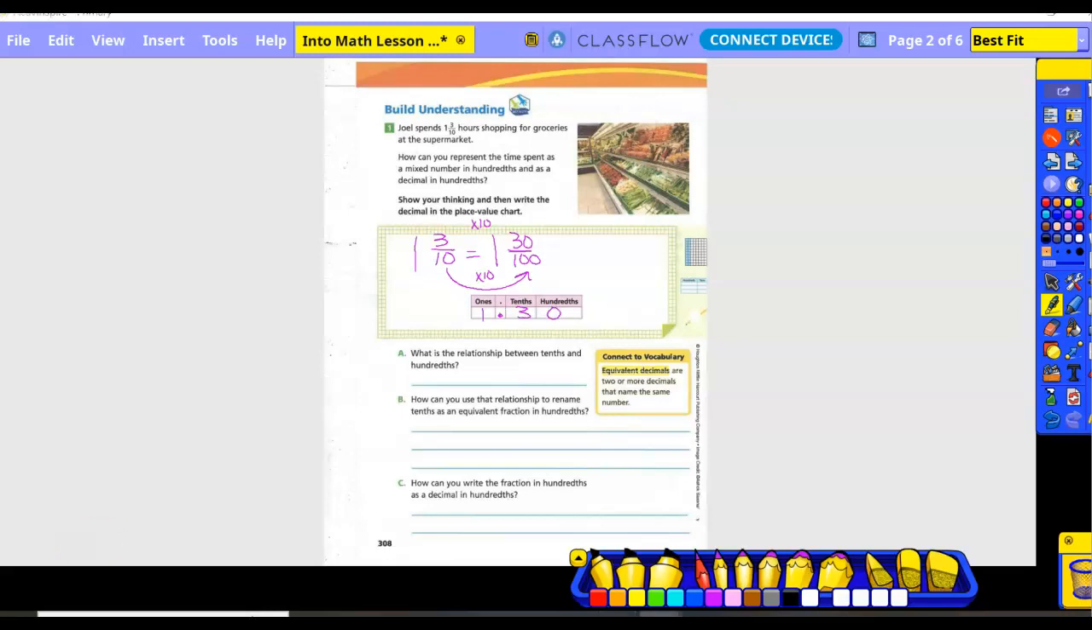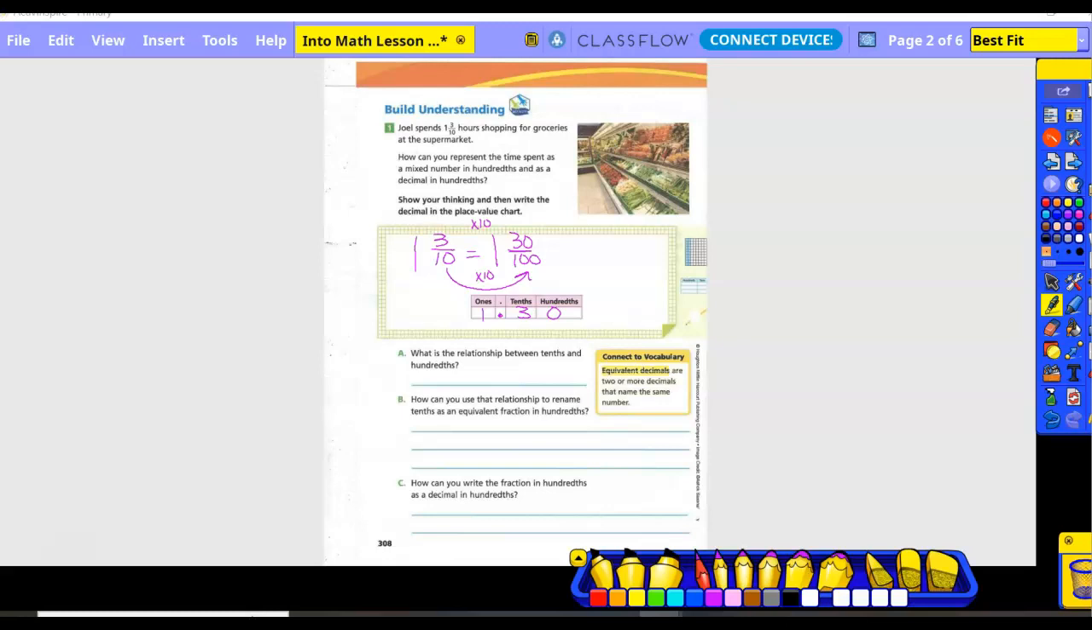Okay, so connect to vocabulary real quick. It says equivalent decimals are 2 or more decimals that name the same number. So letter A, let's talk about it. What is the relationship between the tenth and the hundredth? What do you guys see as a relationship between them? So here you had 3, right? And then you went to 30. So basically for every 10, right? For every 10, that equals what?